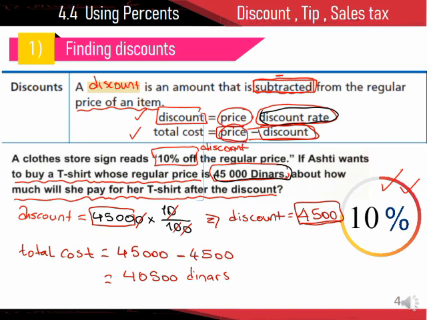So Ashti should pay 40,500 dinars after a discount of 10%. So in here we subtracted the amount of discount from the original price.